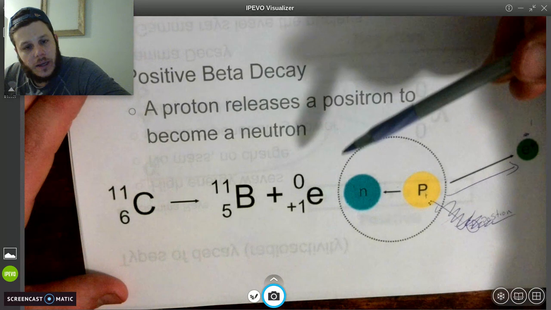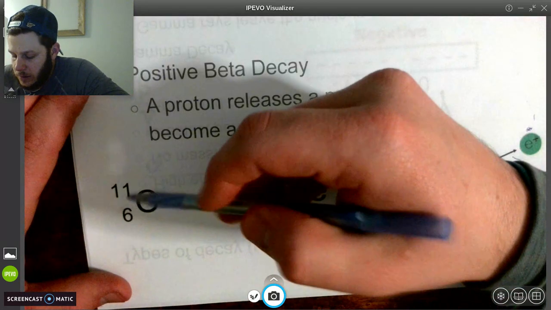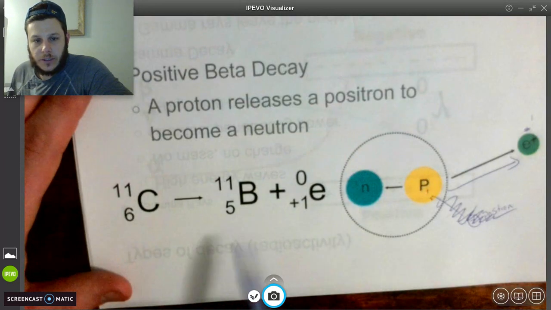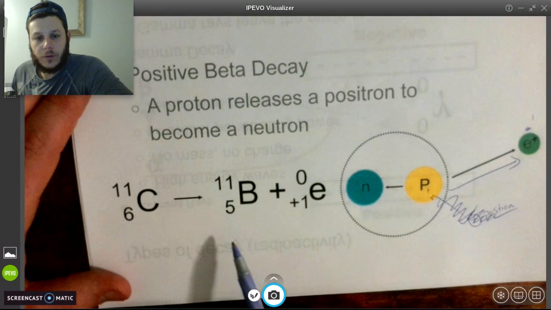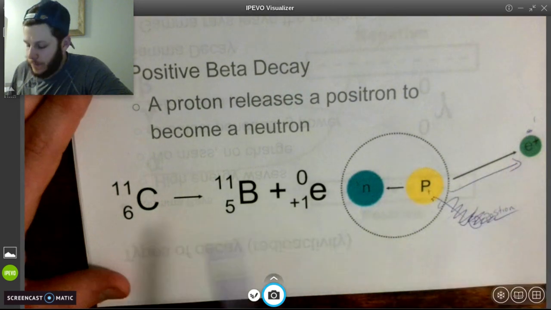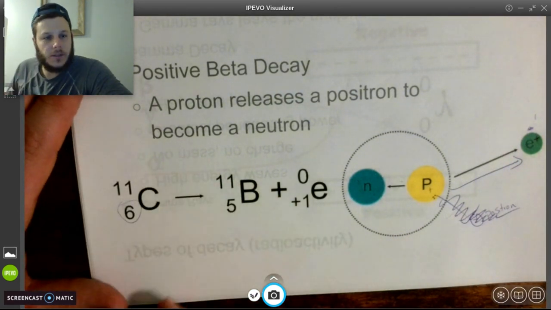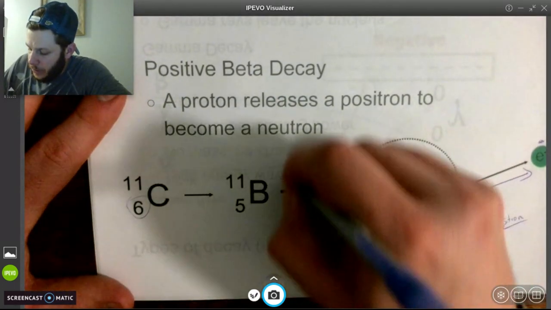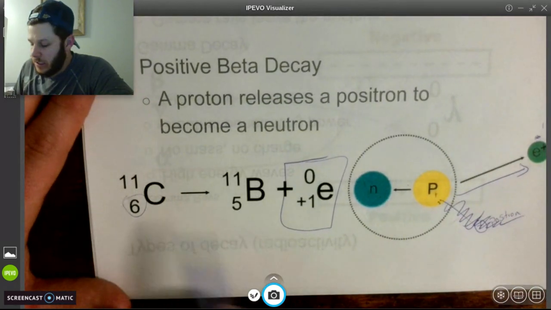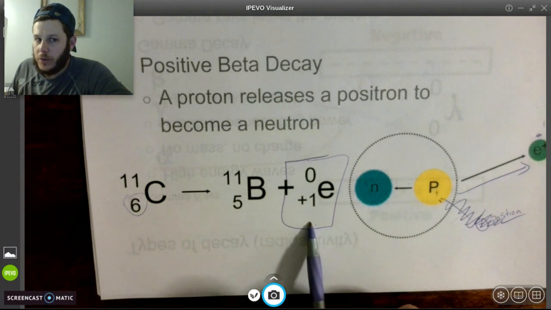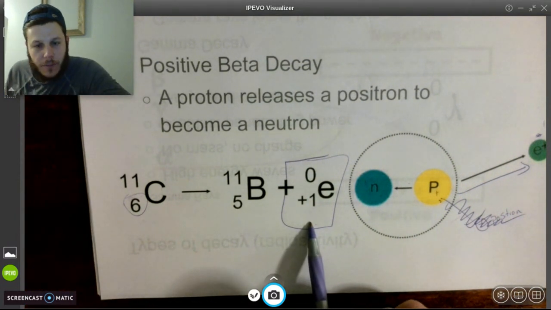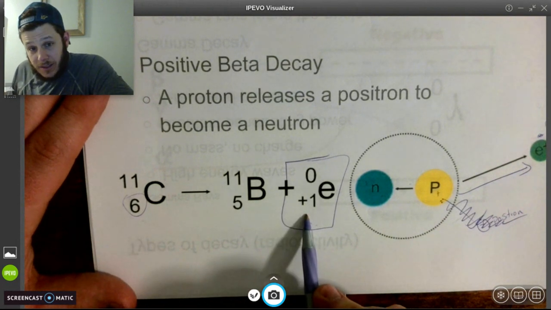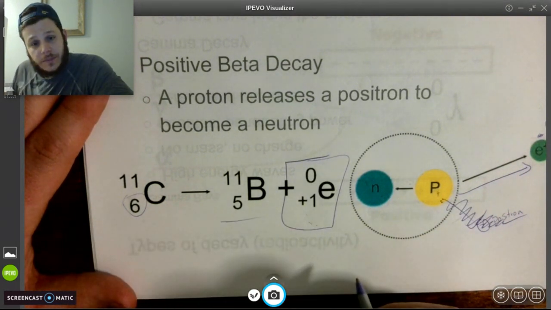Now, if we look at that in the equation, we kind of apply the same stuff that we were talking about, but I'm going to use the picture and the equation to show you. I started out with carbon 6. It had 6 protons. If it undergoes positive beta decay, it's going to give off this particle right here. I'm going to show you where you can get that information. It's nothing that you're going to have to memorize. But if this is going to give off this, we're going to have to figure out what this is.